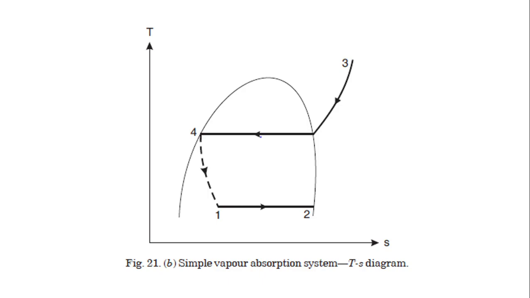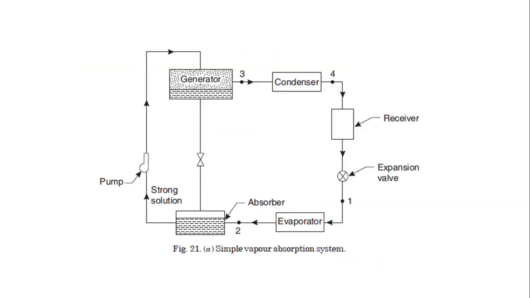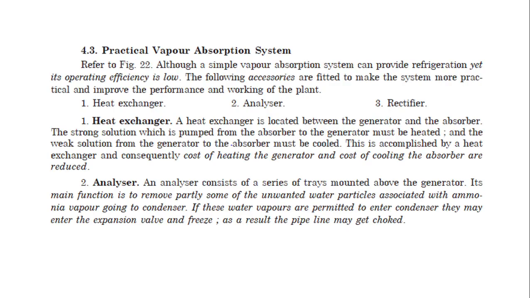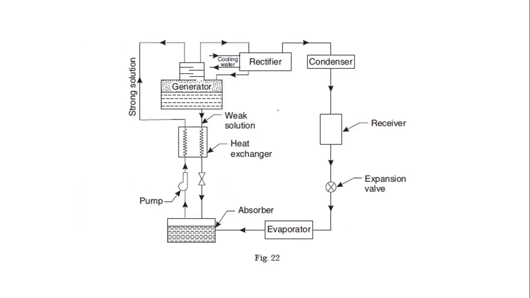Here you may note in the T-S diagram, 1 to 2 is the evaporator, where the refrigerating effect is produced, 3 to 4 is the condenser, which condenses the vapor to liquid, and 4 to 1 is the expansion process. As you have seen in the vapor compression refrigeration system, 2 to 3 would be the compressor work. These are the components which are present in the practical vapor absorption system: one is the heat exchanger, second is the analyzer, and third is the rectifier.